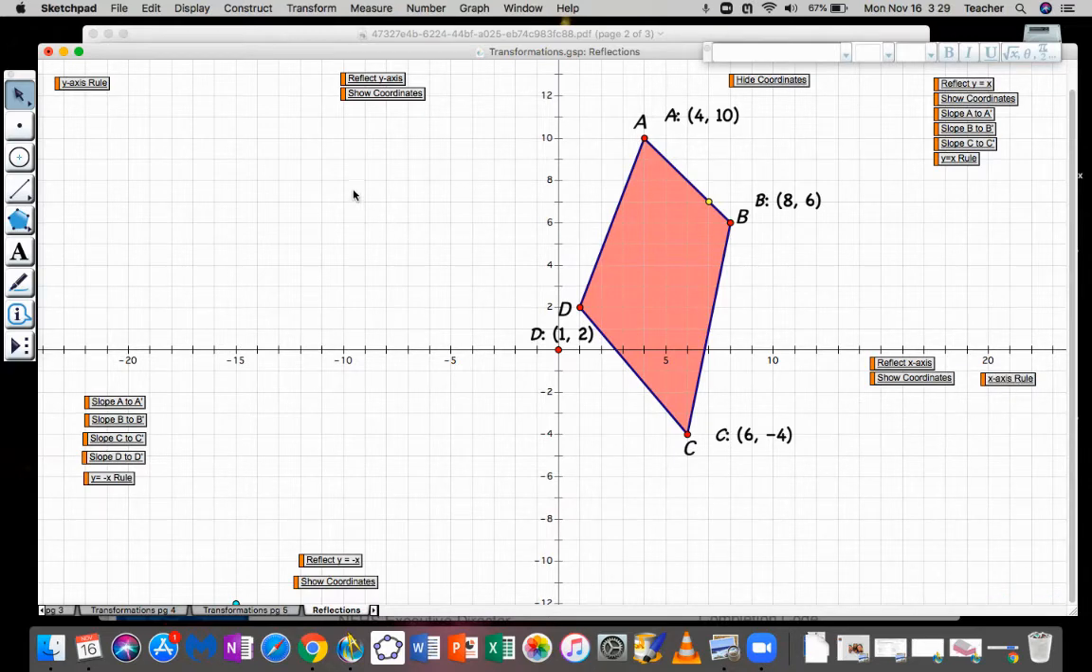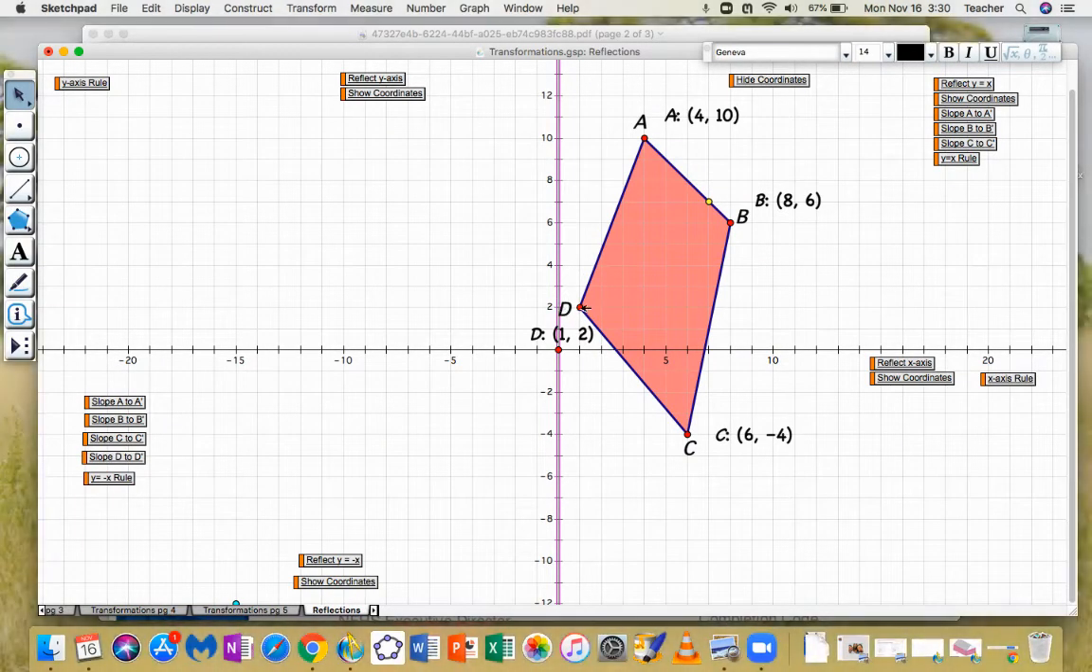So the next one, let's reflect this same pre-image across the y-axis. This is going to be my mirror. It's the same idea. D is 1 away from that line of reflection, the y-axis. So when it's reflected, D prime should be right here. A is here, 4 away from the y-axis.